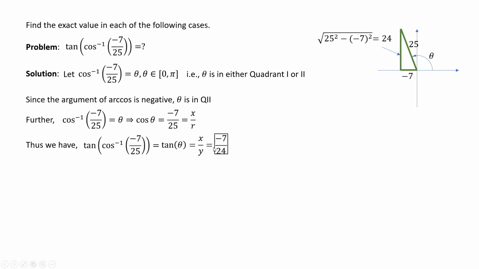Also let's ask, does it make sense that tangent theta in this case turned out to be a negative value? Yes, since theta is in the second quadrant, tangent must be negative. Only sine and its reciprocal cosecant are positive in the second quadrant. So we can feel somewhat confident about tangent theta being a negative quantity here. Cool. Next.